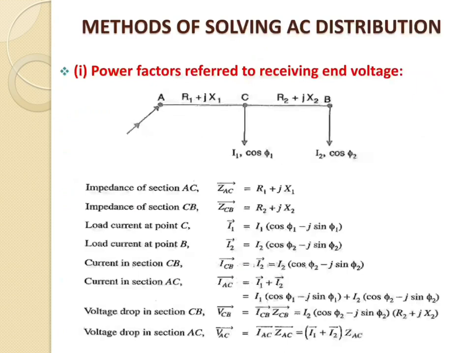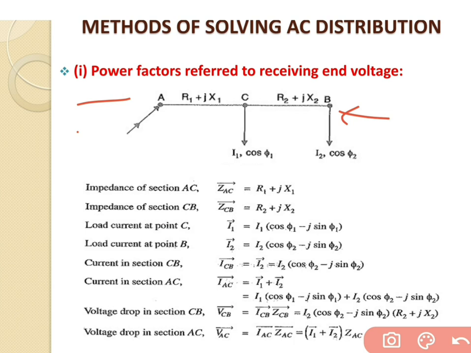Now we can start with the methods of solving AC distribution, in which the first category is where the power factor is referred to the receiving end voltage. Firstly, assume in a distribution calculation, consider an AC distributor AB, with concentrated loads I1 and I2 tapped off at points C and B, as shown in the figure. A and B are the tapping points, and the name of the distributor is AB.